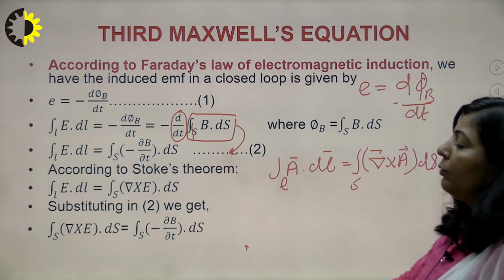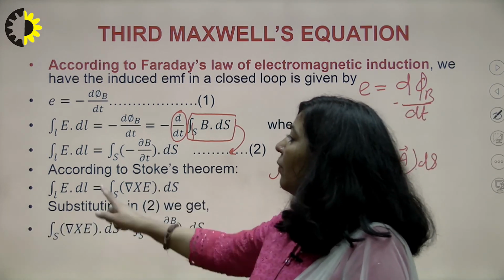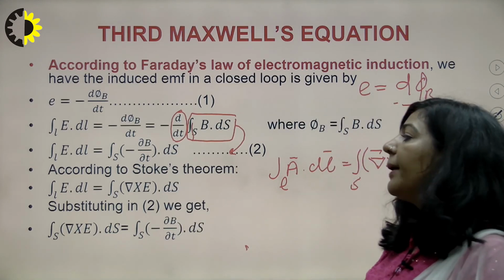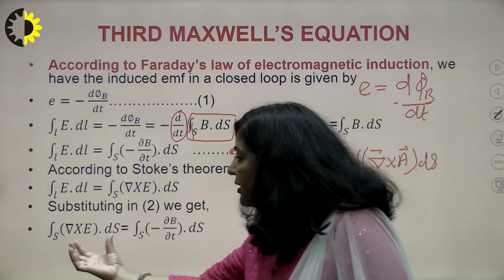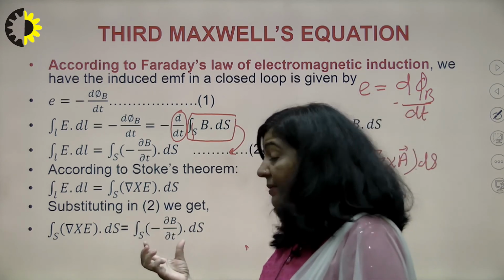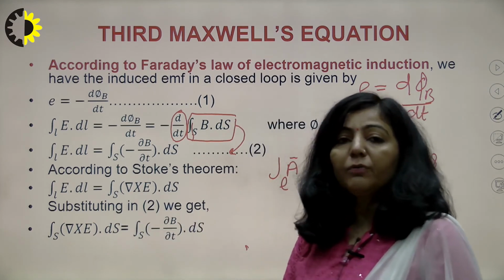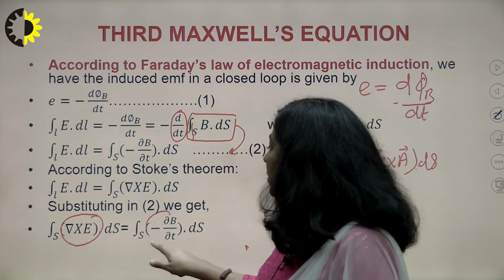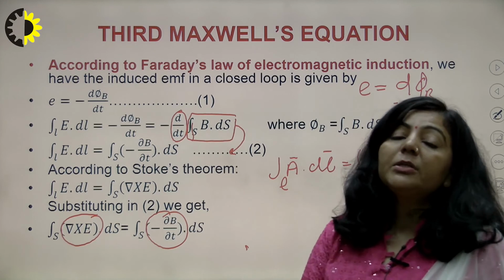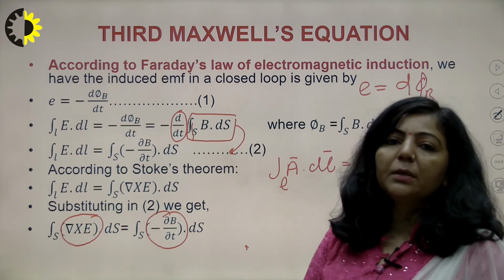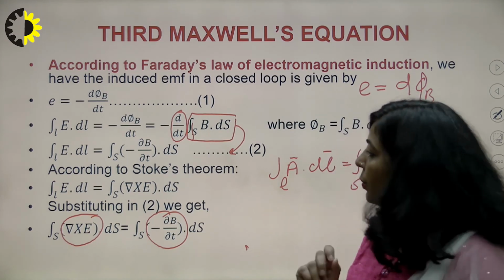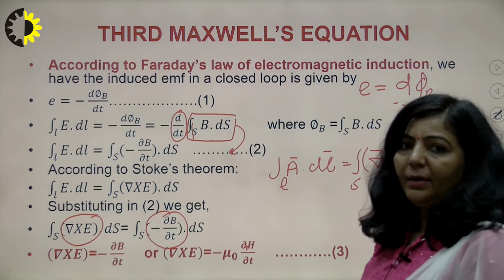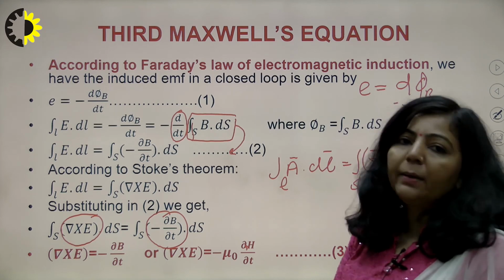What you are getting is the surface integral of curl of E equal to the surface integral of minus del B by del t. You have a surface integral of this equal to a surface integral of this, and that is possible if the terms for which you are taking the surface integral are equal. So what is the conclusion then? The conclusion is curl of E is equal to minus del B by del t.